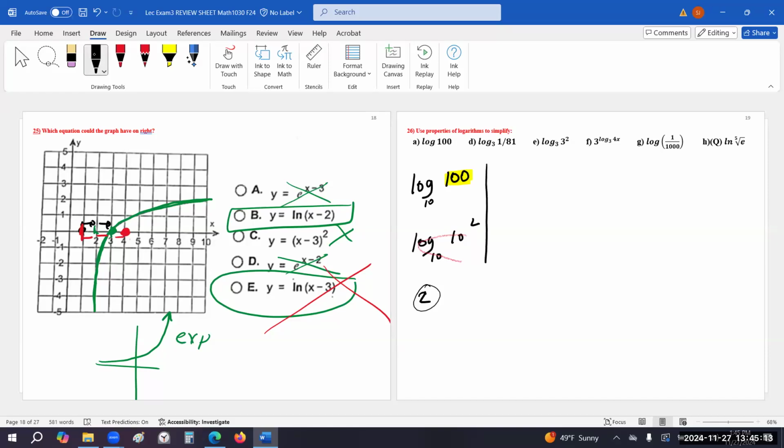So anytime, our goal is to rewrite the argument using the base with some power. That is our goal. The next one is log base 3 of 1 over 81. If you can see it directly, you can see that this is actually 3 to the negative 4 power.